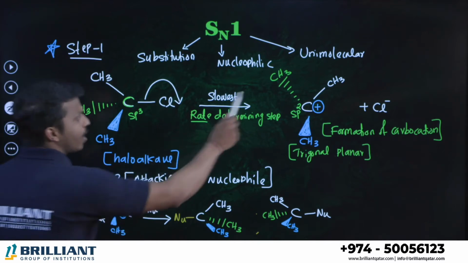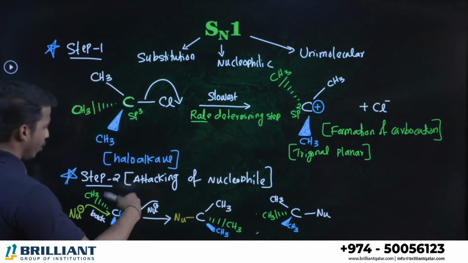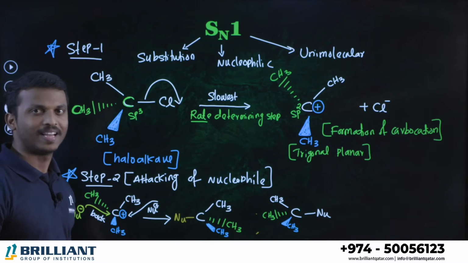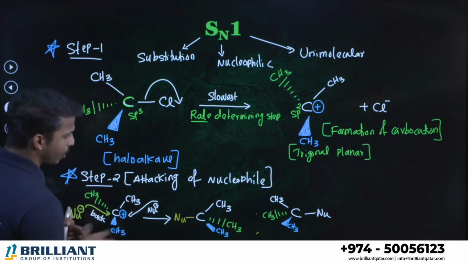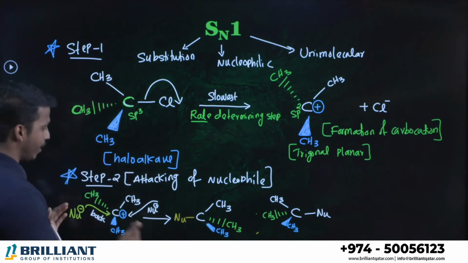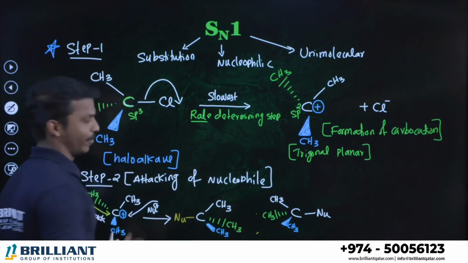Now, step number 2. The formed carbocation is attacked by the nucleophile. The attack is of two types, either through the back side or through the front side. If it is attacked through the back side, you will get such a configuration. If it is through the front side, you will get such a configuration.